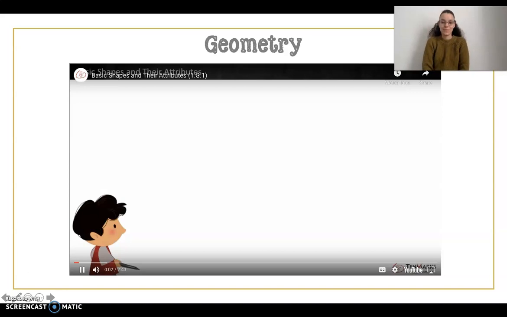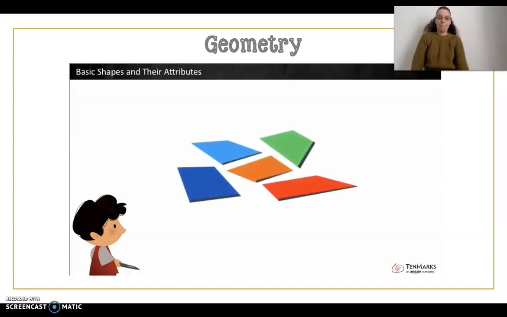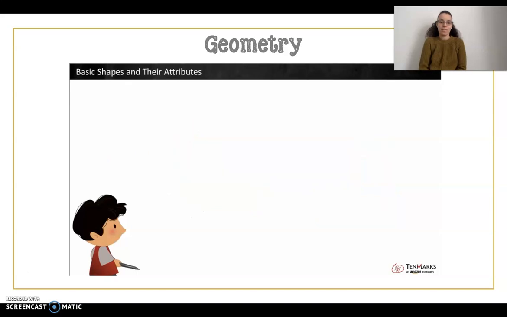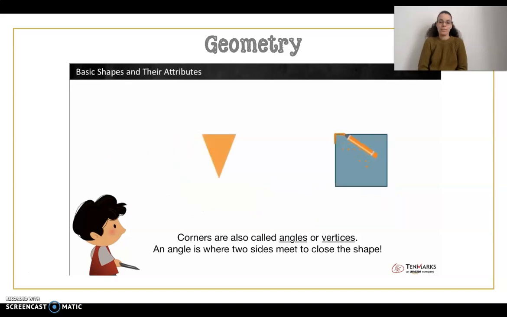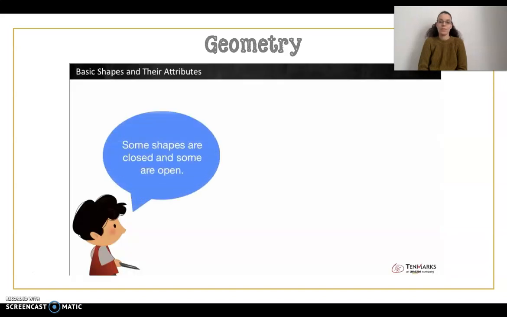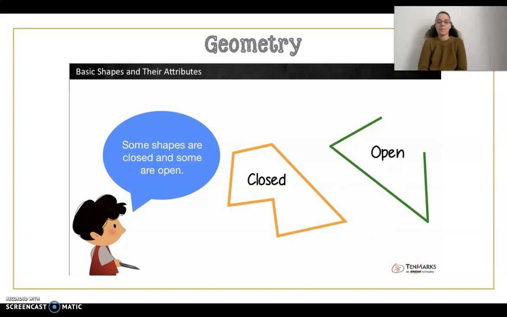Let's look at shapes and their attributes. Shapes can have multiple sides. Some are straight and some are curved. These sides are straight and these sides are curved. Shapes also have corners, which are called angles or vertices. The corner or angle is where two sides meet to close the shape. Here are some angles. Some shapes are closed and some are open. This shape is closed and this shape is open.